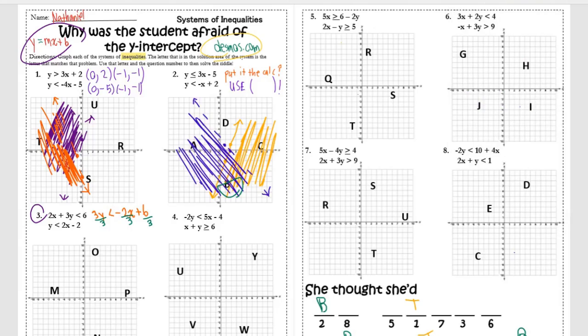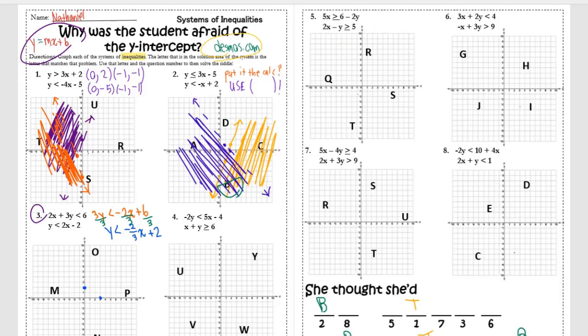3y divided by 3 is just y, which is less than -2 over 3x. Then 6 divided by 3 is 2. Okay, so now we can go ahead and put this in our graphing calculators or in Desmos. And once you do that, you'll see that 2 good points are 0, 2, x is 0, y is 2, and 3, 0, x is 3, y is 0.